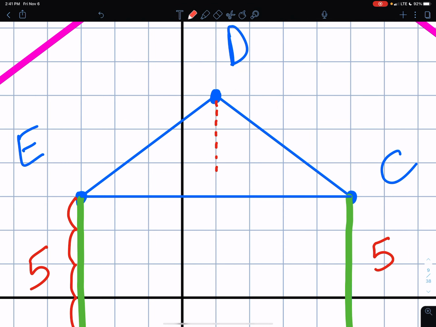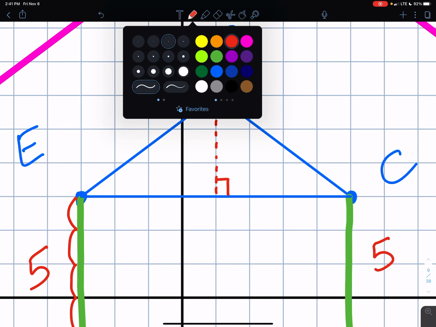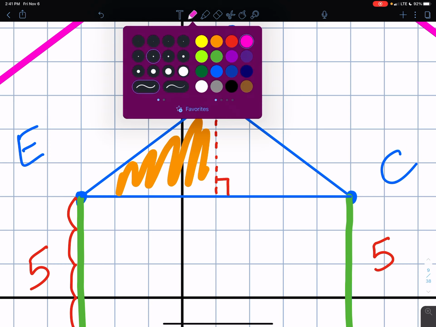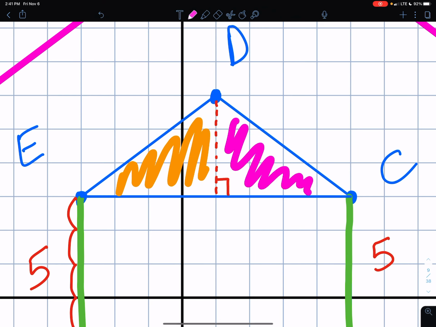Remember, we had our height drawn in here. And when we draw our height down, we actually end up with 2 right triangles. And I'm going to highlight this real quick, but then I'm going to erase it. But our 2 right triangles are here. We've got this orange one on the left, and then we got this pink one on the right. When we drop that height down, it actually turns that entire top of our pentagon into 2 right triangles. And I say right triangles again because of this 90-degree angle.